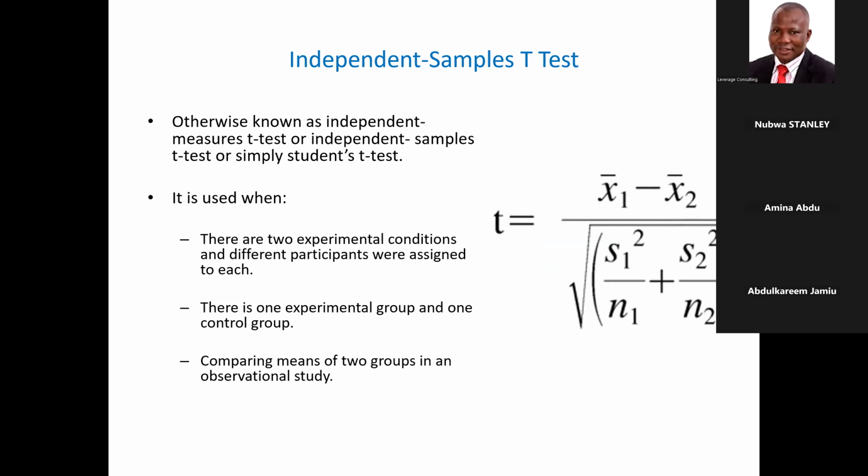So, independent sample t-test. This is otherwise known as independent measure t-test, or independent sample t-test, or simply Student's t-test. This is what Mr. Gosset actually described initially. That's why they call it Student's t-test, because he published under the pseudonym Student, because he was working at Guinness in Dublin.